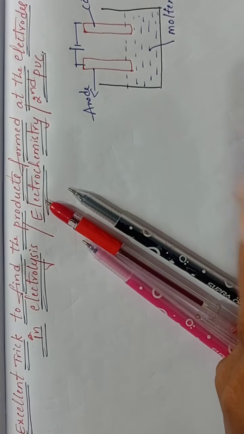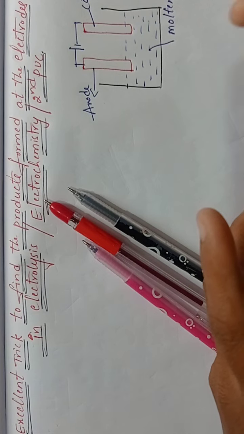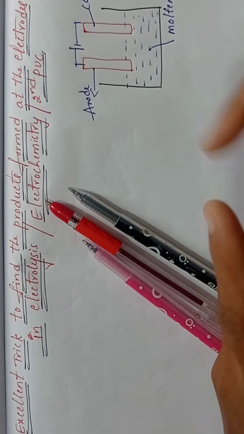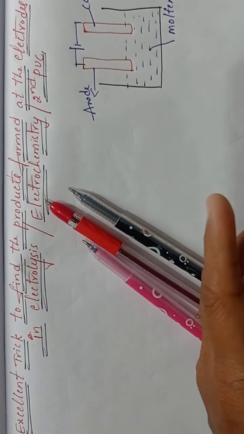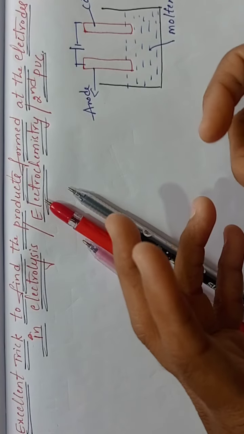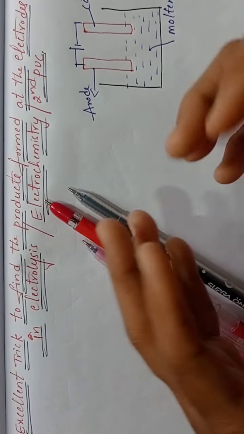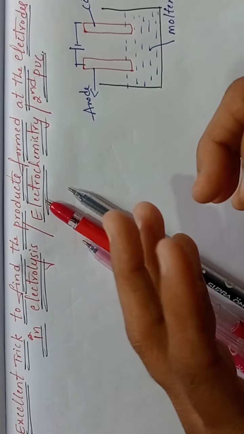In the case of aqueous NaCl, which gas is liberated at the anode? Like that, different types of questions are asked, students.